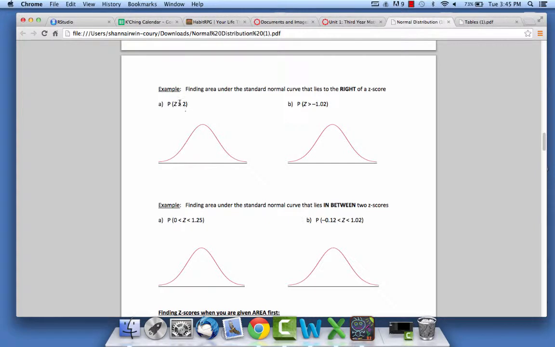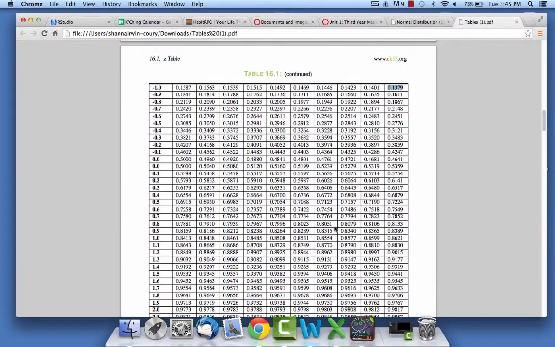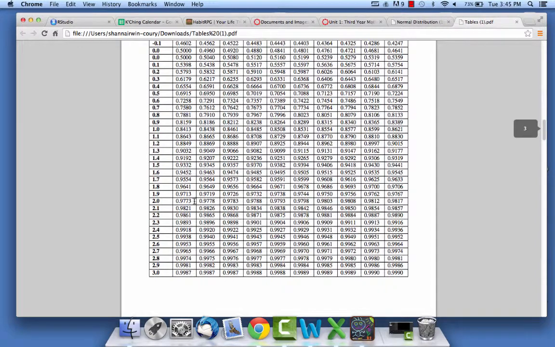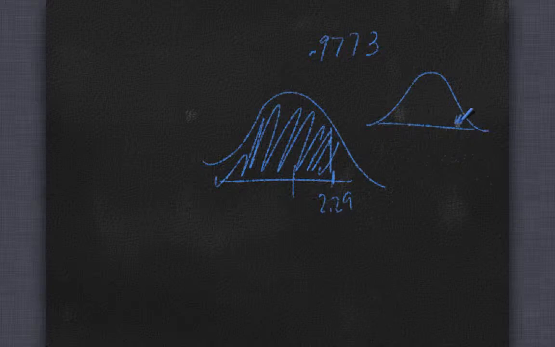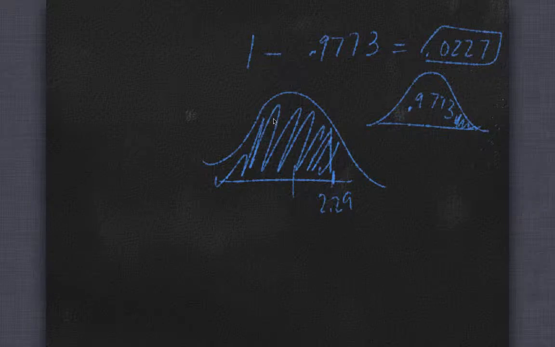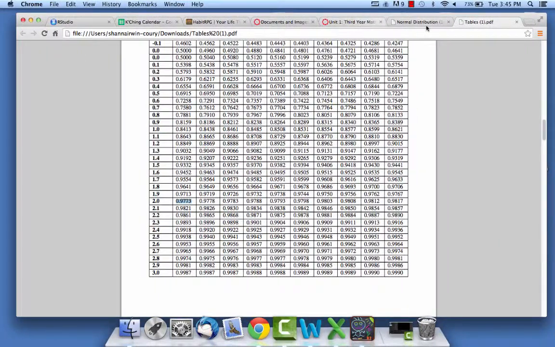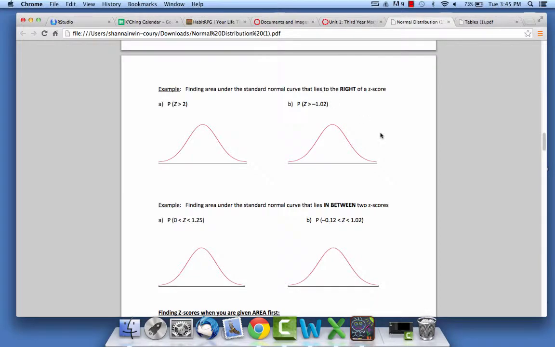So greater than 2. Because my chart always gives less than, I'm going to have to subtract from 1. I go over here, I find 2.00. That's the part that's to the left. Because I want this part over here, and I know this is 0.9773, I subtract. And that's the part to the right. Okay, now you pause and do this one.